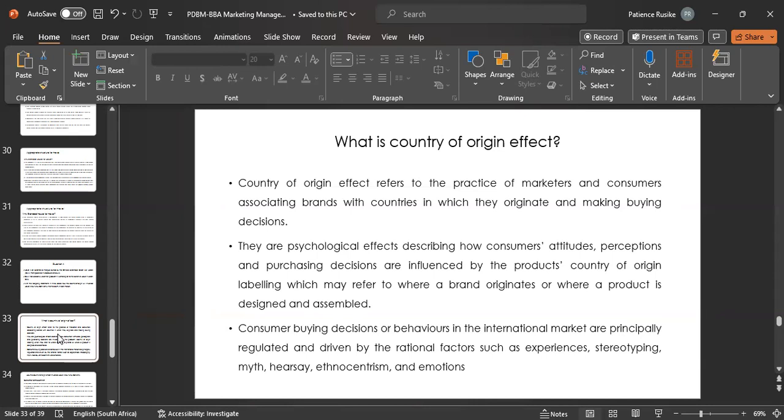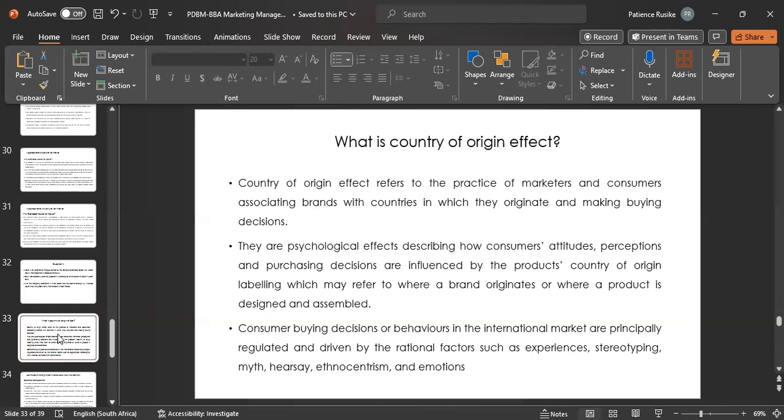We are simply saying that the buying decisions of consumers are influenced by the country from which that product comes. That's why you can see products written proudly South African. There are products that you can see written made in China. So that packaging will influence my buying decision. So it is known as the country of origin effect.